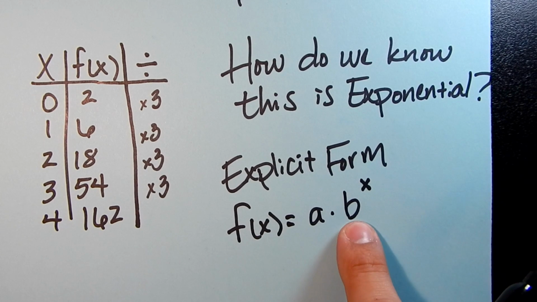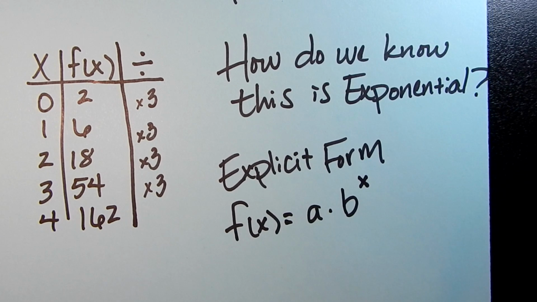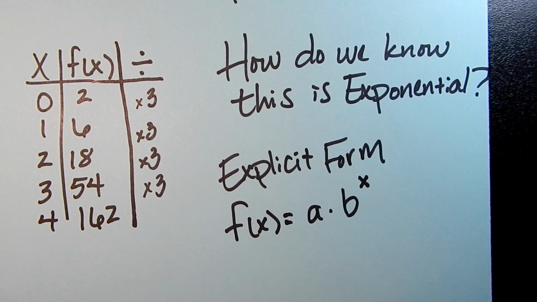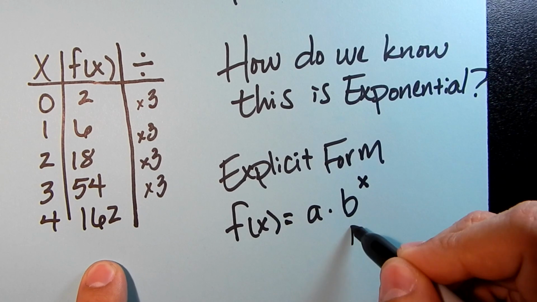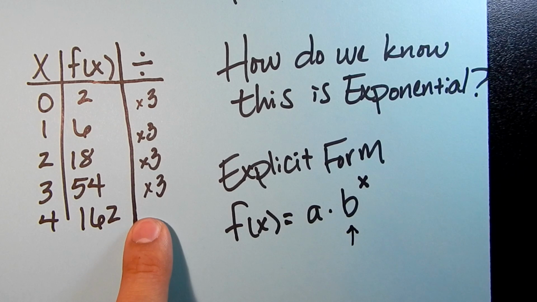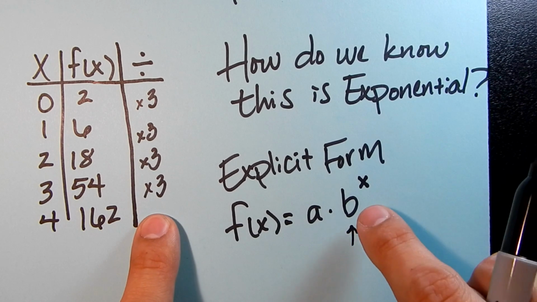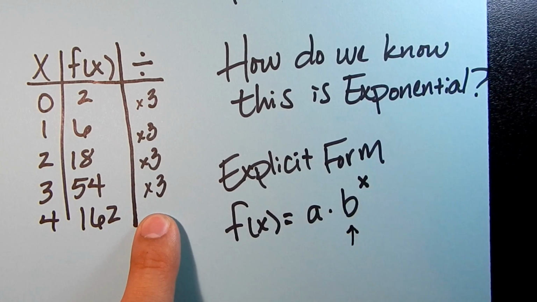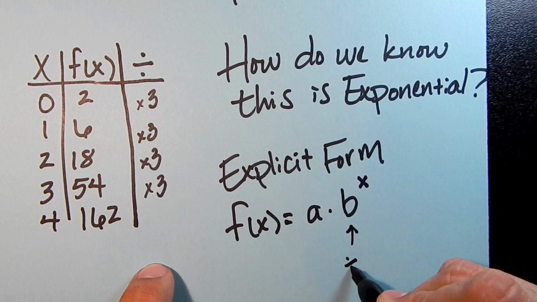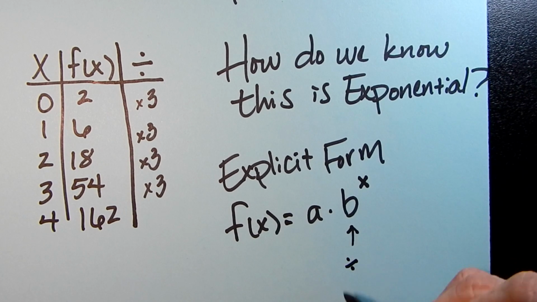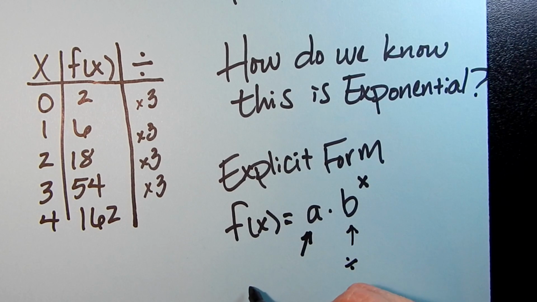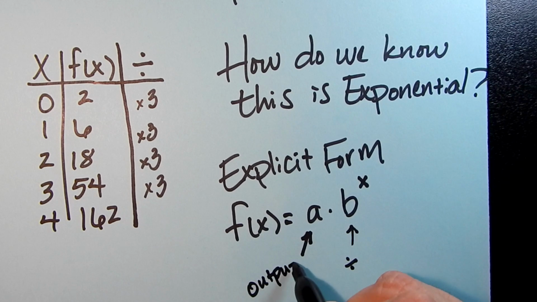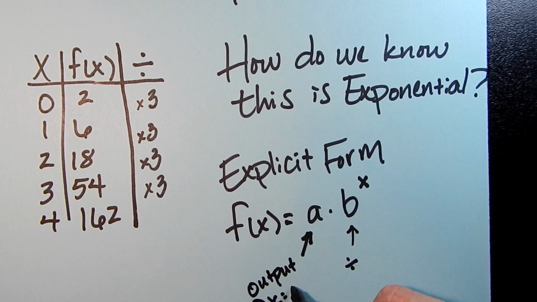So in this case, a and b are going to be constants, and these are numbers that we're going to have to find. Now, some of this stuff is actually really easy to find once we have our table filled out. In this case, our b term, this is our constant ratio. This is the number that we're multiplying by every time. This is what goes with the x as the exponent. So we're going to say this is our constant ratio. This is what we were dividing or multiplying by. The a term, this is the output at x equals 0.